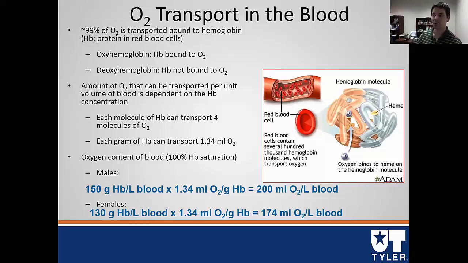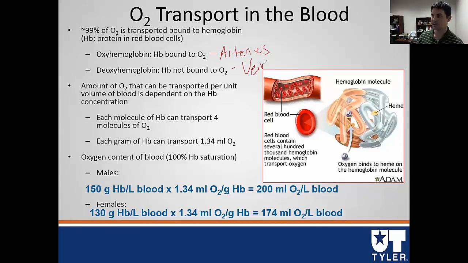We actually have two different forms of hemoglobin. One is simply oxyhemoglobin, which is defined as the hemoglobin bound with oxygen. And of course the converse, which is deoxyhemoglobin, which is hemoglobin not bound to oxygen. So as we can imagine, this is going to be found in arteries, and this is going to be found in veins, right? So the amount of oxygen transported per unit of volume of blood is dependent on the hemoglobin concentration.